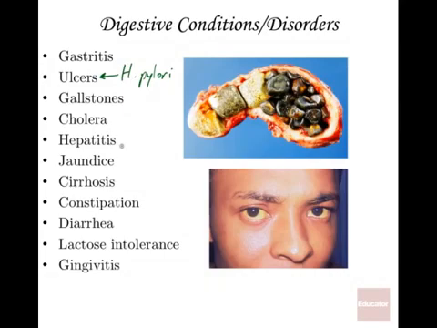Hepatitis is an infection of the liver. Hepatitis A, B, C, D, or E. A is the least harmful type, typically, but hepatitis in general, infections of the liver, can be deadly because the liver is an organ that's very important.